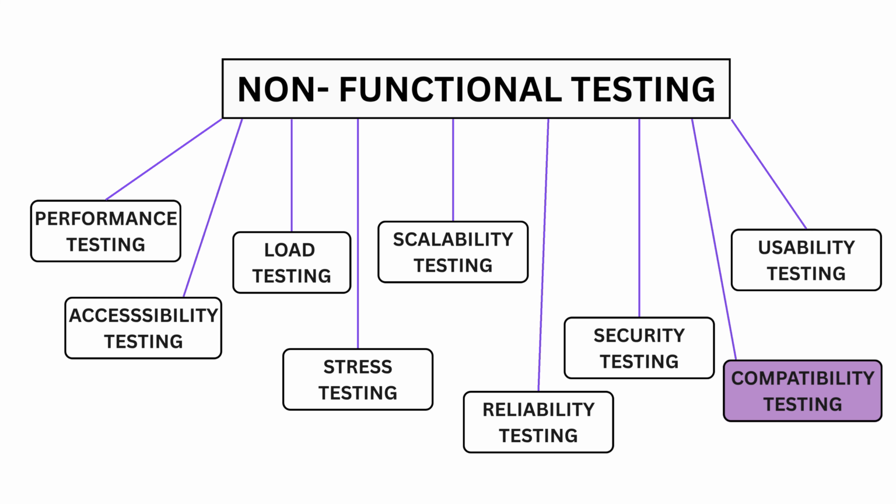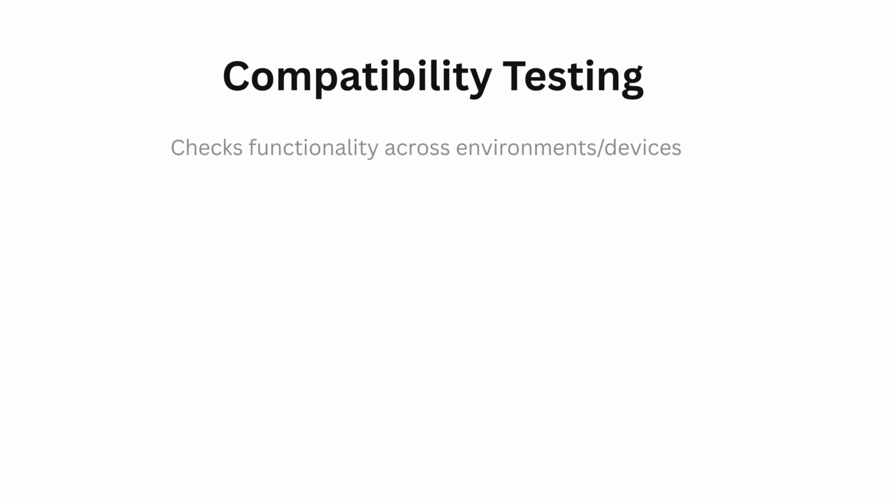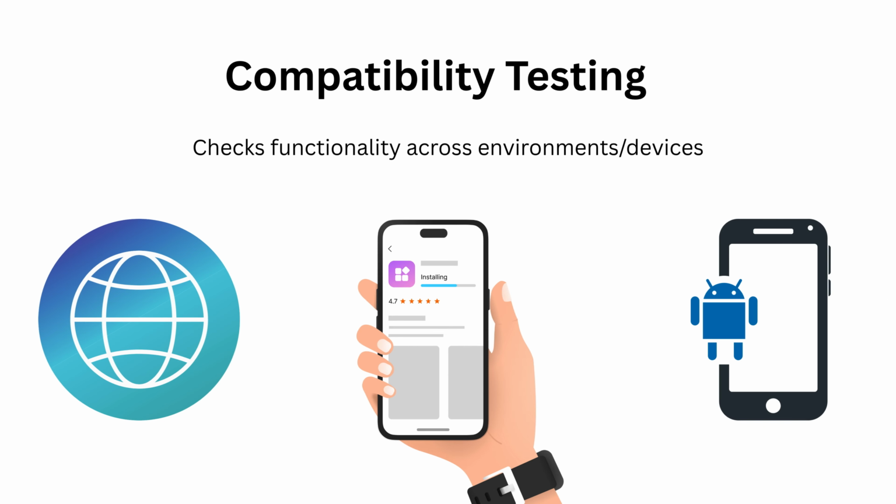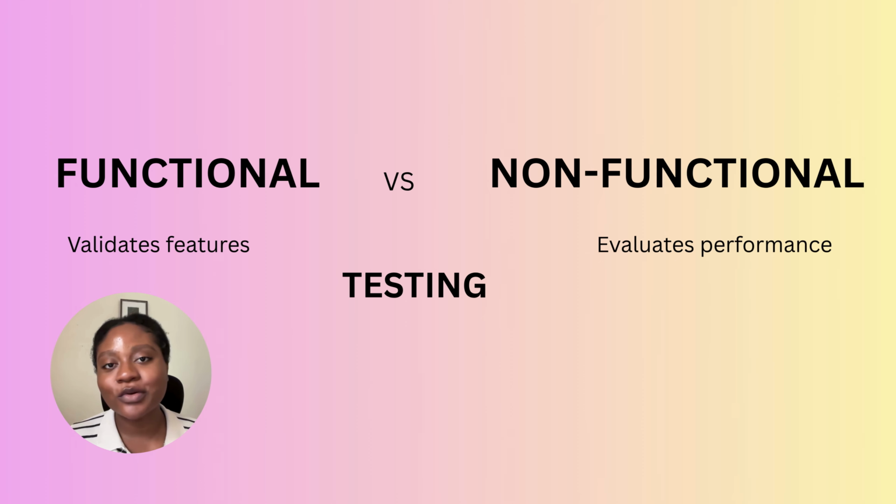And finally, we have compatibility testing. With compatibility testing, you have to check your system's functionality across various environments and devices. So you need to know how your system performs on Android versus iOS devices. Are your users getting the same experience? Does your app load well across all browsers, or maybe on Firefox some parts don't work well? So you need to check all this, especially if your target audience use various devices and browsers to access your applications.